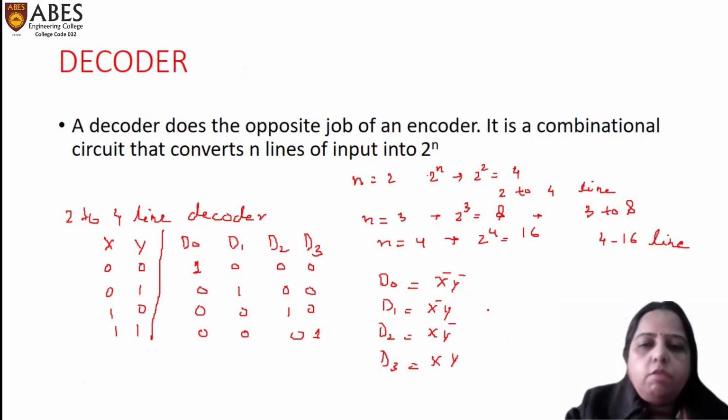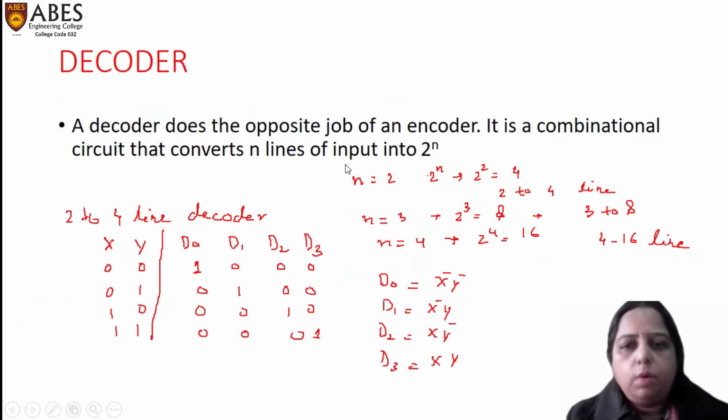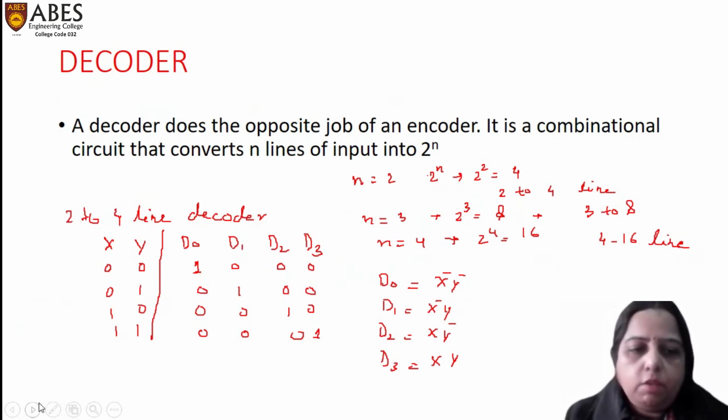So with the help of this, we can draw the circuit of decoder. So here we can see that decoder has 2:4 line decoder. We have 4 output lines and 2 input lines. For 4 output lines, we have D0 equal to X bar Y bar, D1 equal to X bar Y, D2 equal to X Y bar, and D3 equal to XY. So with the help of this, we can find out the logic diagram of this circuit.